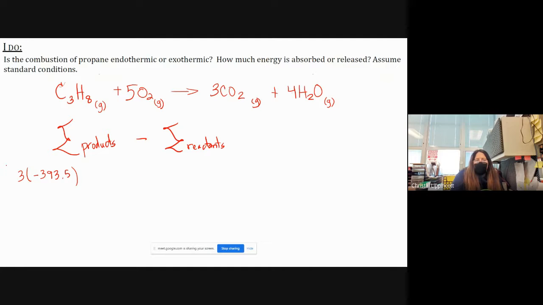So now remember, we're bringing all of this together. We're going to add that to the water. And again, be careful with the water because this is the gas. Make sure that you're picking the right one off of that chart. Now you're going to find your reactants. I'm going to find my propane as a gas.